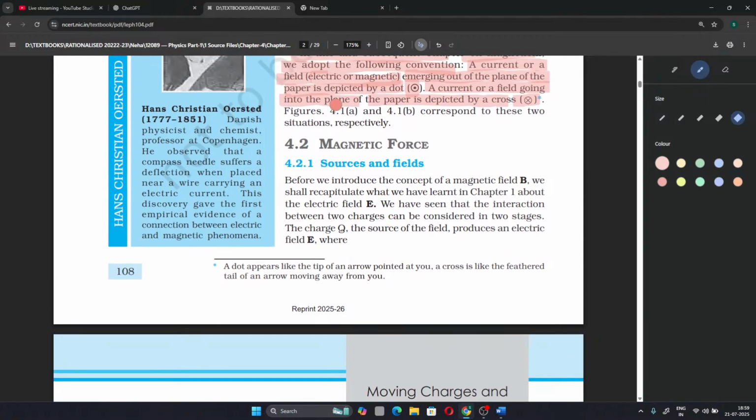Now let's go to the next main topic, that is magnetic force. The first subtopic under the main topic of magnetic force is sources and fields. Sources and fields of magnetic force. Before we introduce the concept of magnetic field, denoted by capital B, we shall recapitulate what we have learned in chapter 1 about the electric field represented by E. We have seen that the interaction between two charges can be considered in two stages. The charge Q, the source of the field, produces an electric field E.